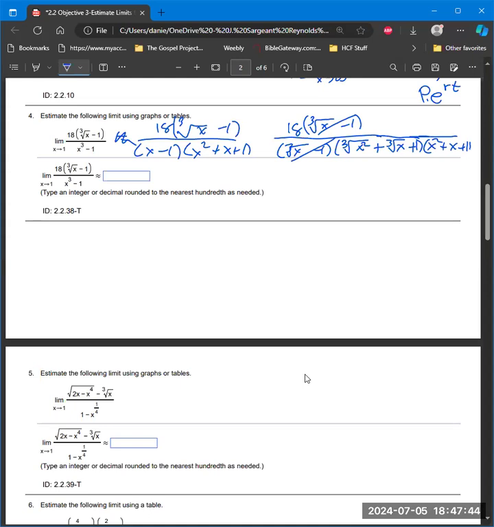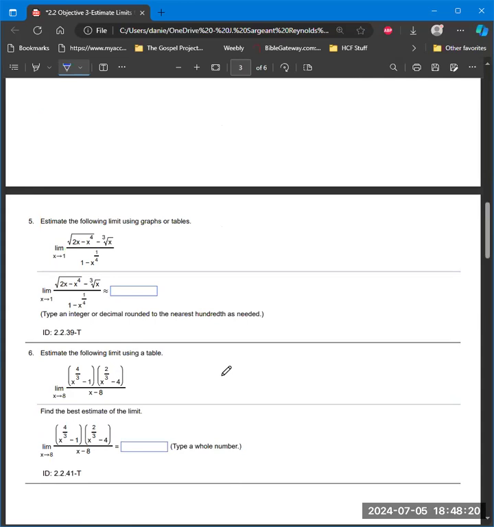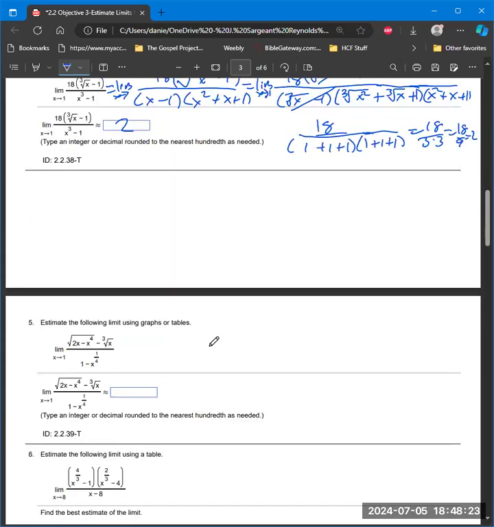It's these limits that are equal. I need to not forget to put my limit symbol in there. Limit as x approaches 1. Limit as x approaches 1. So when I do that, I have 18 over, this is 1 plus 1 plus 1 times 1 plus 1 plus 1, is 18 over 3 times 3. 18 over 9 is 2. Now you could have done that using a graph. I didn't.